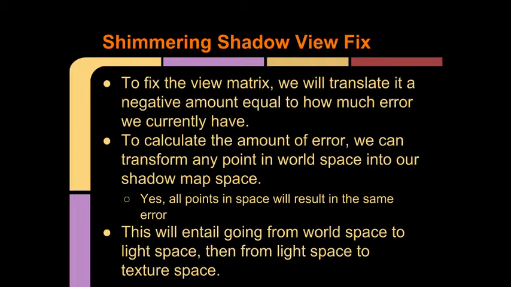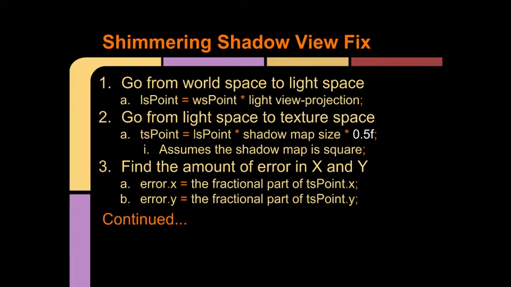To calculate the error, we will put a point in space first into our light's view projection space, then into actual texel space. This texel space representation will tell us what texel would store the given location and how much error we have. Here, we can see the steps for calculating this error amount. The WS point, or world space point, variable is any point in space. All points will give the same amount of error.